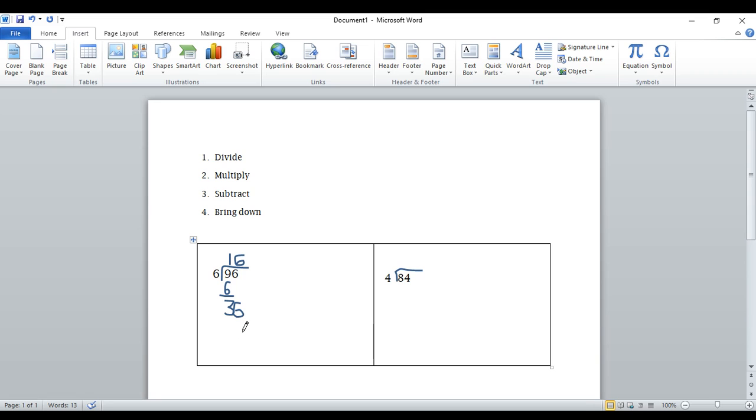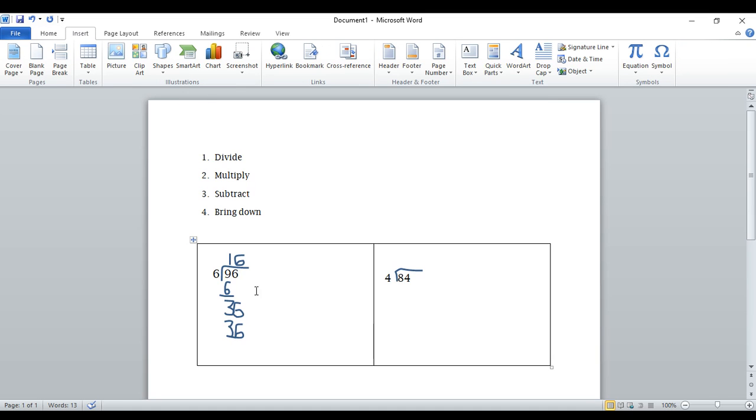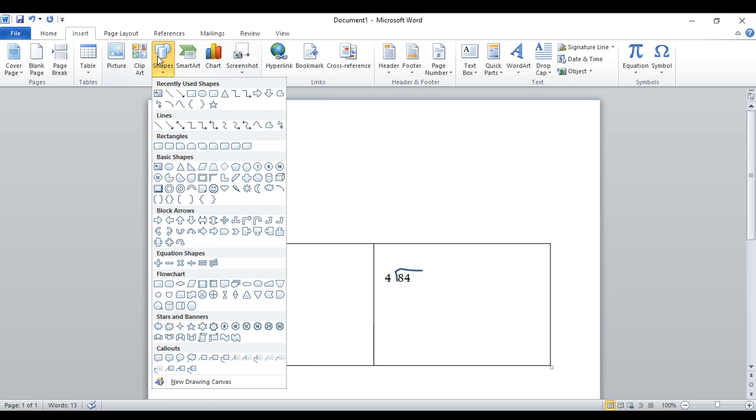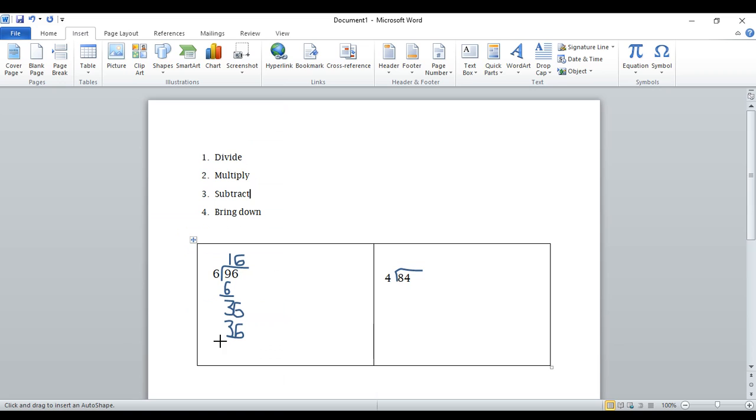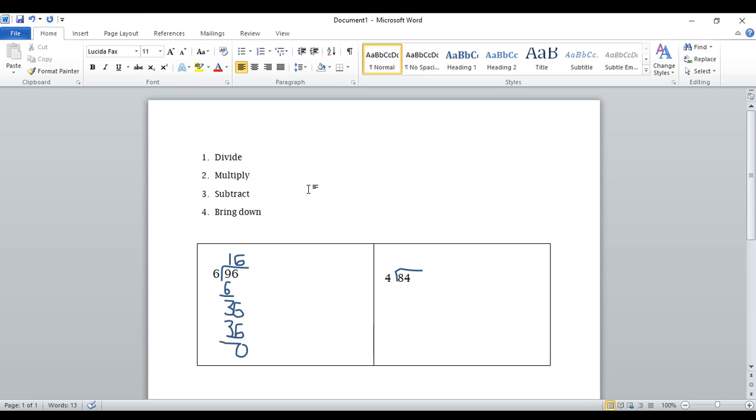This is going to be interesting if I can do this with my little tool here. So there's our 36. And then our next step is to subtract. So we're going to do 36 minus 36. And when we do that, we're going to get 0. I'm going to do that in one step. So 36 minus 36 is 0. We do not have another number to bring down, so we are finished. So our final answer is 96 divided by 6 is 16.